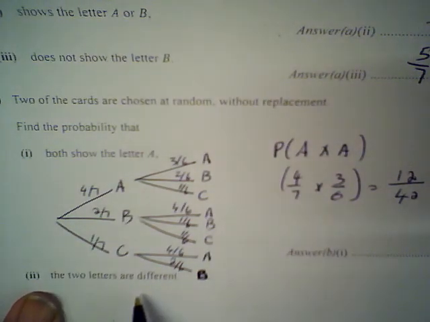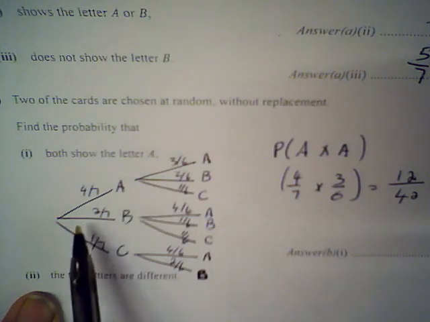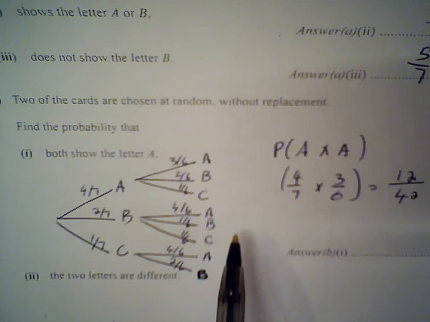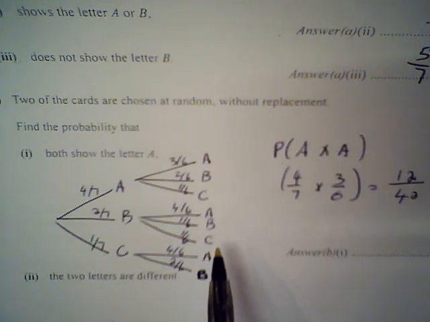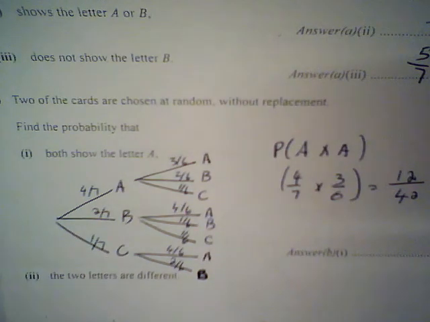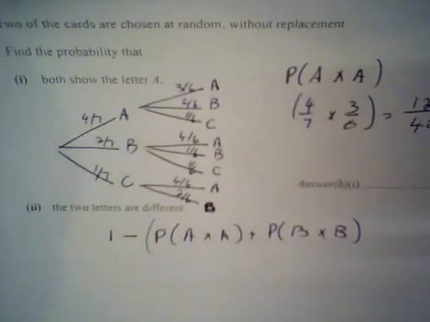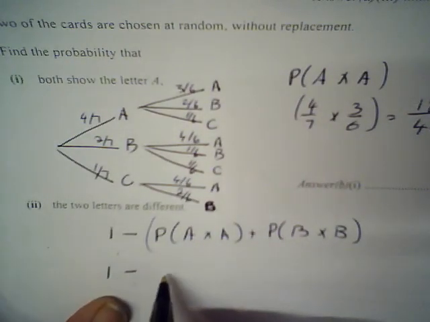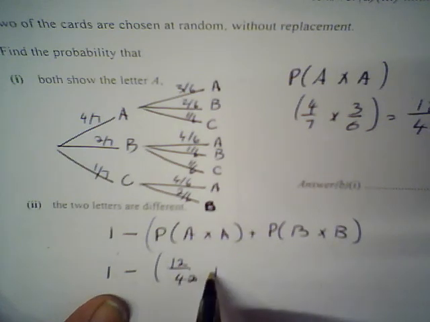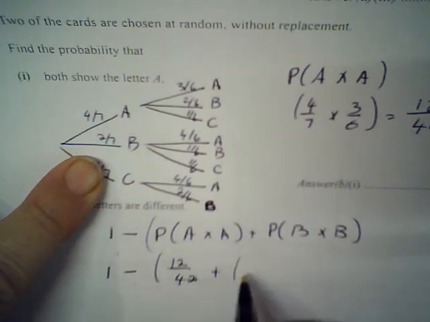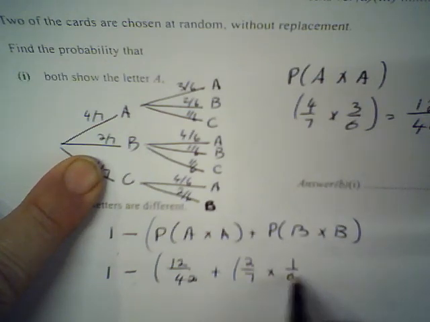Okay, the two letters are different. So we don't want AA and we don't want BB, but we want everything else. Okay, and we can't have CC because there's only one C. So it would be 1 minus the probability of getting an A and an A plus the probability of getting a B and a B. All the others would be part of a solution set. So 1 minus, and we know that is 12 out of 42, plus B and B would be 2 out of 7 times 1 out of 6.